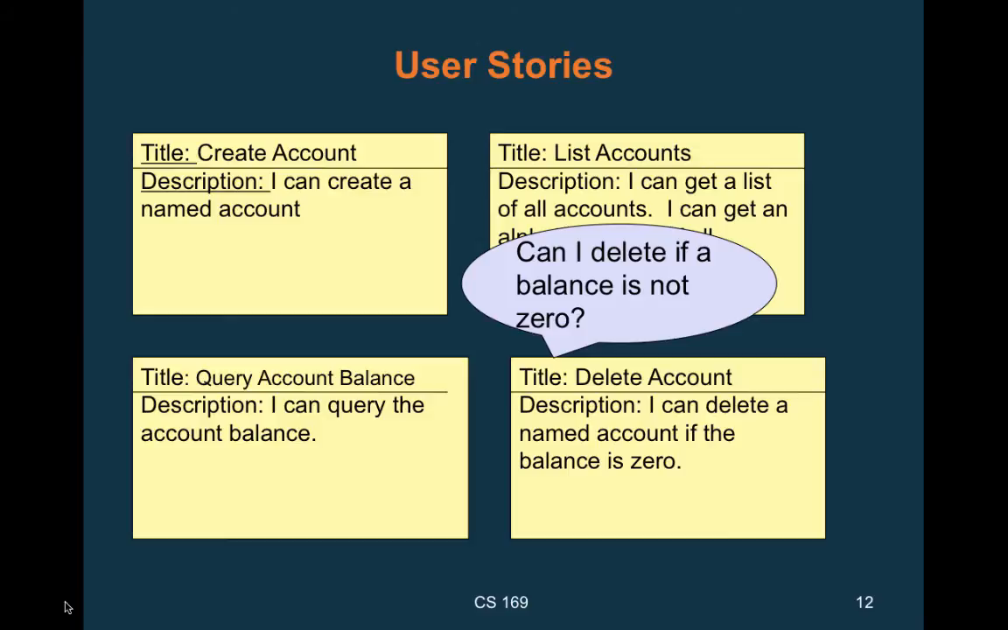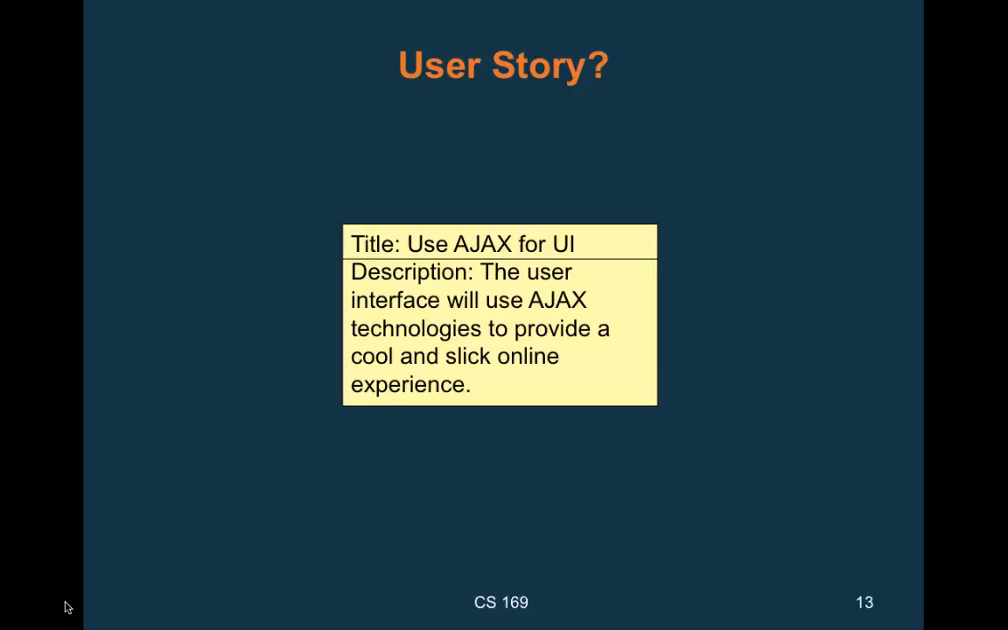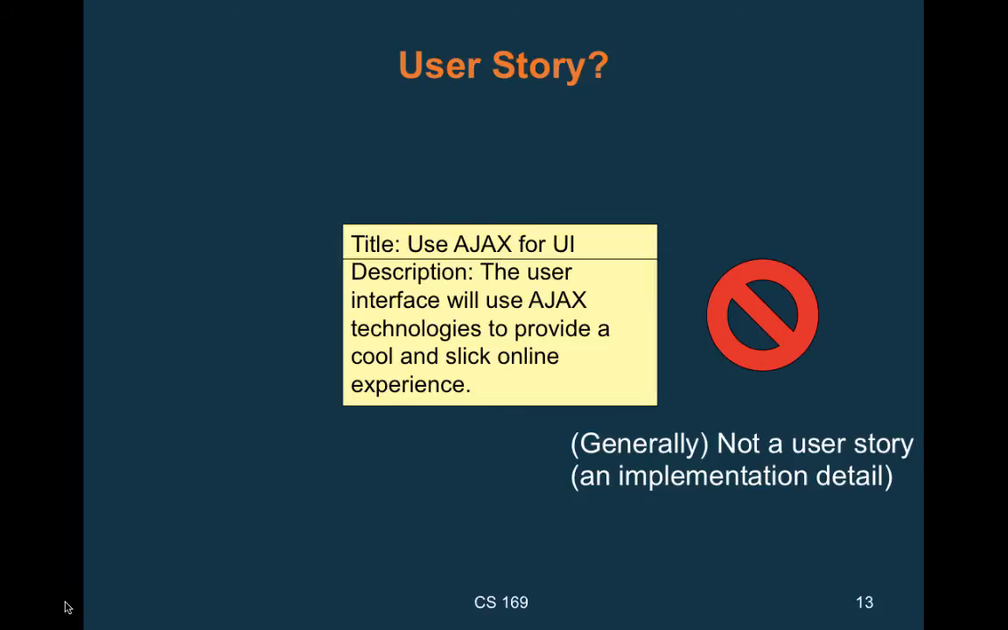I do want to provide an example of something that's not a good user story, because here the customer or the developer may say, okay, use Ajax for the UI, and the description is: the user interface will use Ajax technology to provide responsive online experience. The reason I'm saying this is not a great user story is because it really borders on being an implementation detail, a design, because truly the user doesn't care that you're using Ajax or not. Ajax is just one particular mechanism for the browser to communicate with the server. So it's important to keep implementation details out of user stories because you want them to be somewhat independent of how you're implementing it, to give freedom to the developers to pick the right technology based on other factors like what the server supports, as opposed to having it fixed in your requirements.